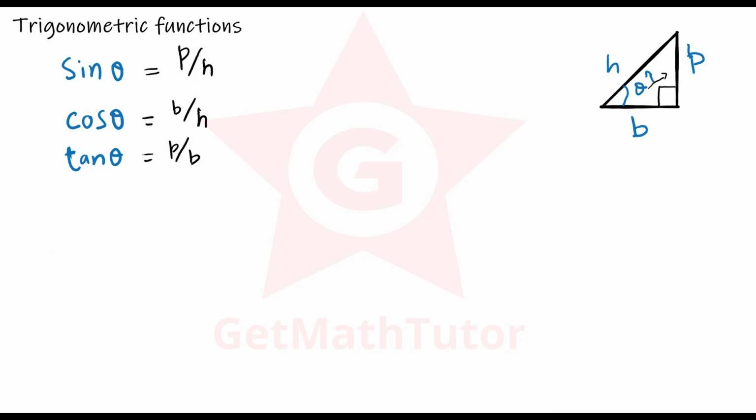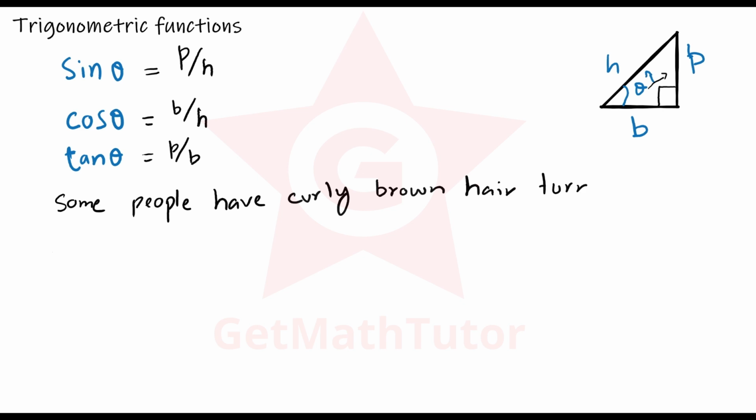Now, how do I remember that? So there is a sentence that you can use to remember what are these ratios and what these functions are equal to. So the sentence is very simple. It goes like this. Some people have curly brown hair turn perfectly brown. Okay, some people have curly brown hair turn perfectly brown.